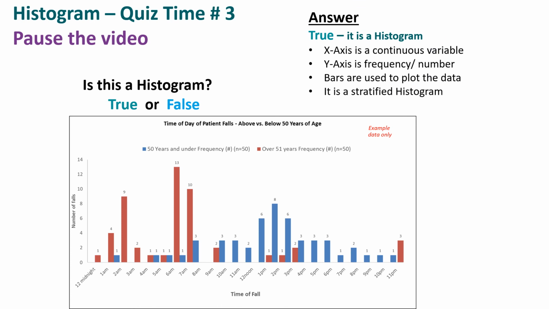This is a histogram. The x-axis is a continuous variable. The y-axis is a frequency or number. We were counting the number of falls. This chart is about the time of day patients fell, above and below 50 years of age. So this is a stratified histogram. And the bars are used to plot the data.